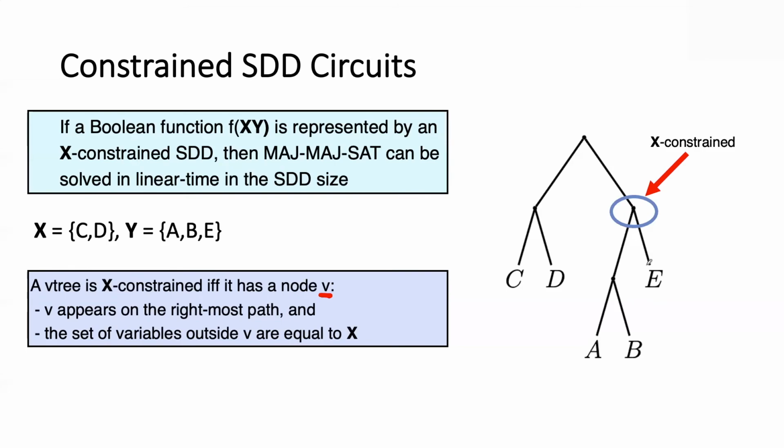Now, not every Vtree will have this property. I can show you Vtrees over these 5 variables that do not have that kind of a node. But no, you want one that has that kind of a node. And that will be called an X-constrained Vtree.